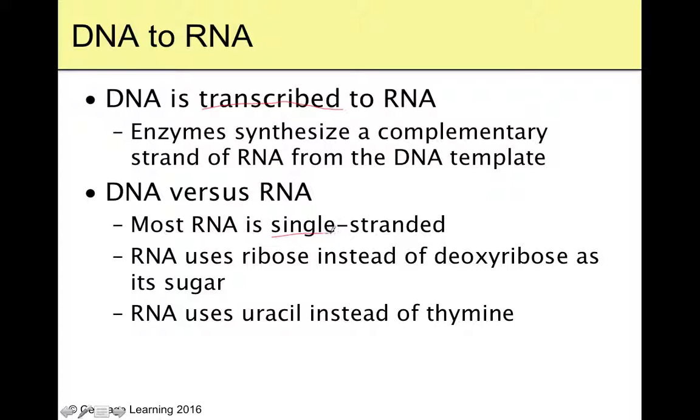RNA is single-stranded. RNA uses ribose sugar instead of the deoxyribose that's in DNA. That's where we get the D for DNA, deoxyribonucleic acid, and the R in RNA, ribonucleic acid. One important difference, RNA uses uracil instead of DNA's thymine. So DNA is A, T, C, and G. RNA is A, U, C, and G. So very important difference there.